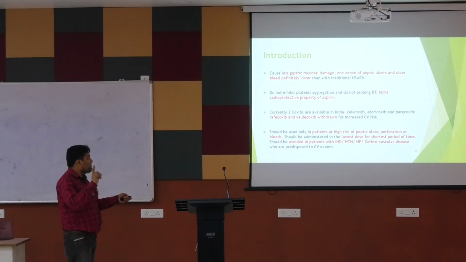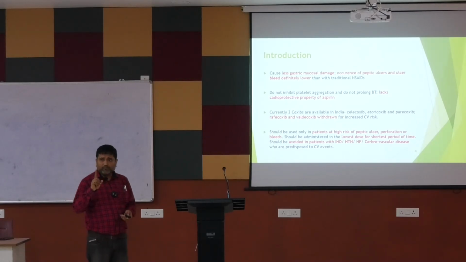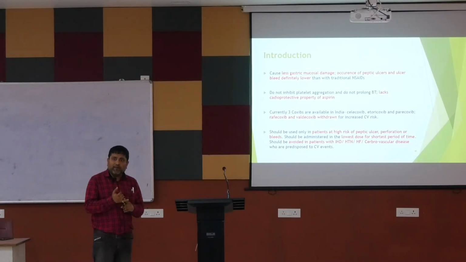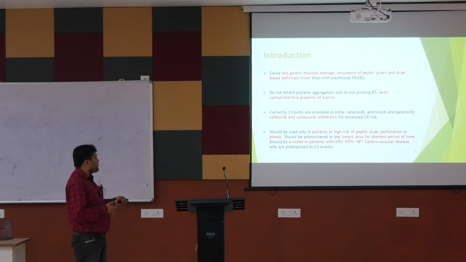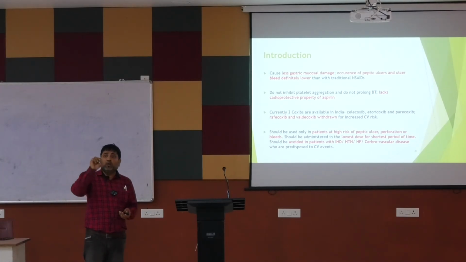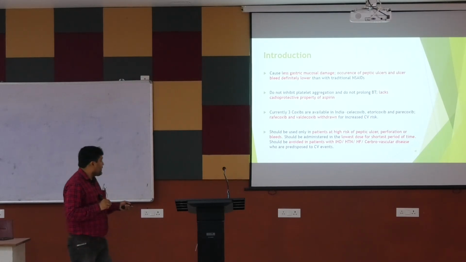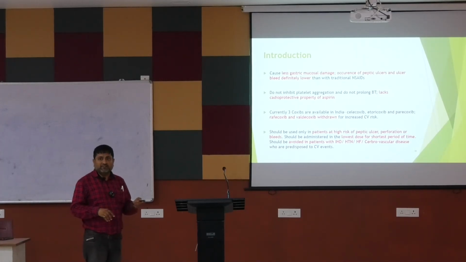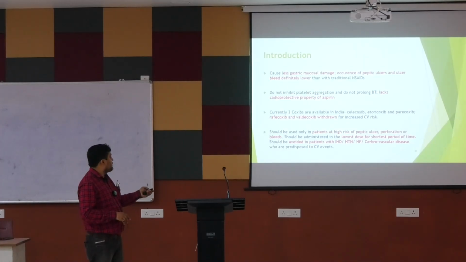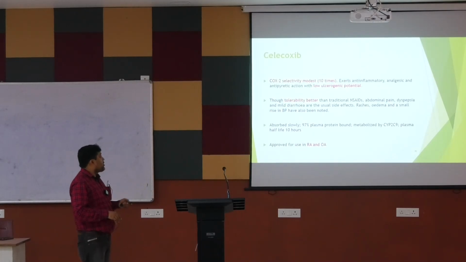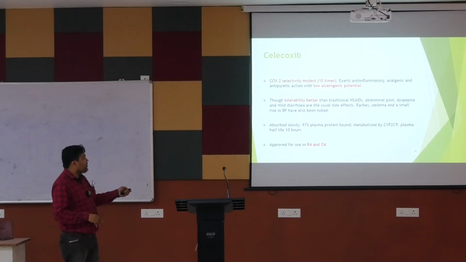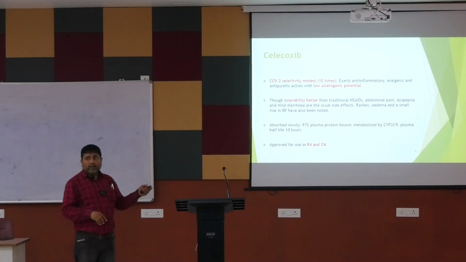Should be used only in patients at high risk of peptic ulcer, ulcer bleed or perforation. Should be administered in the lowest possible dose, should be given for the shortest period. Should be avoided in patients with ischemic heart disease, with heart failure, cerebrovascular disease, because of the chance of cerebrovascular events. COX-2 selectivity is modest, 10 times, low ulcerogenic potential. This is for celecoxib.